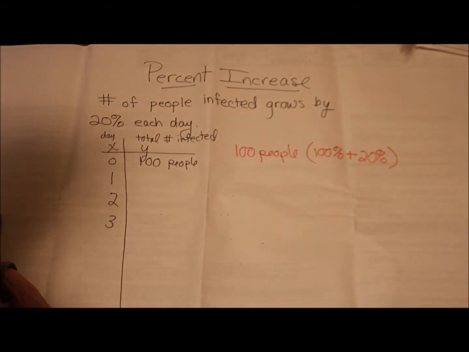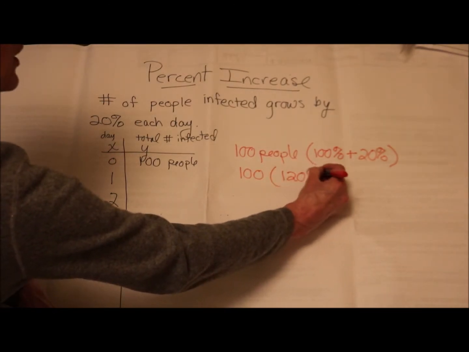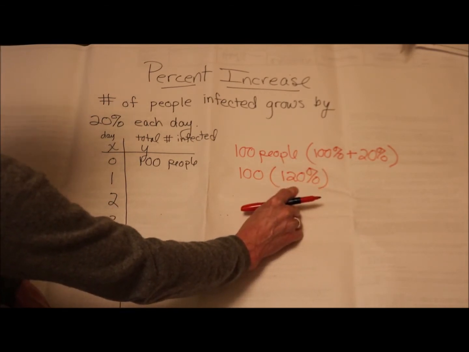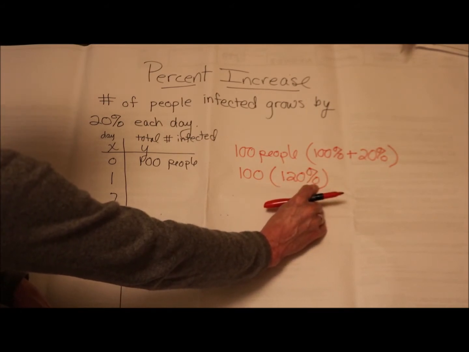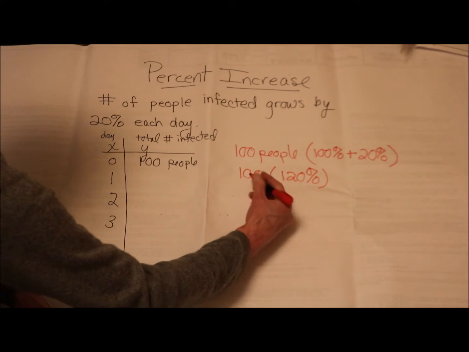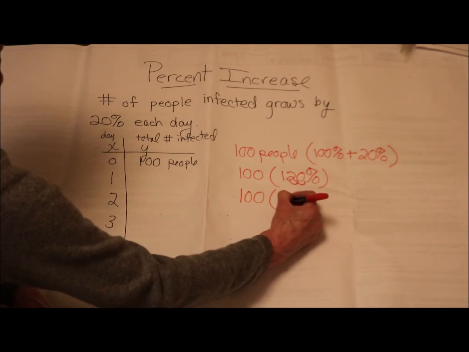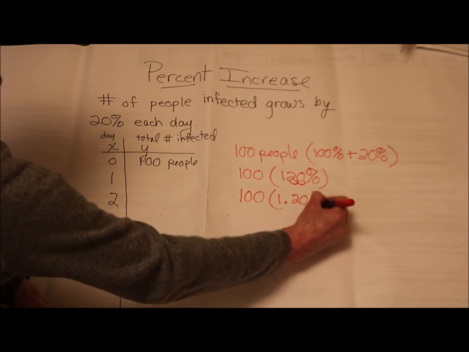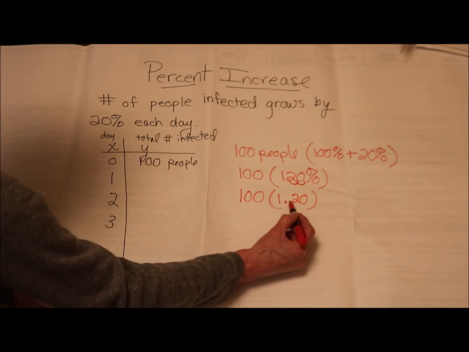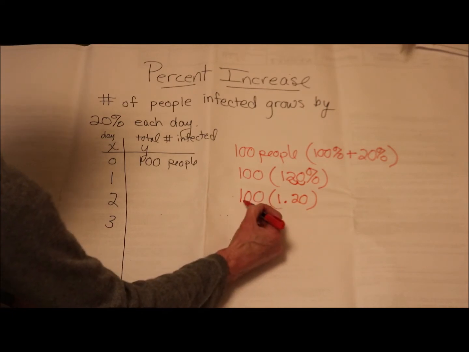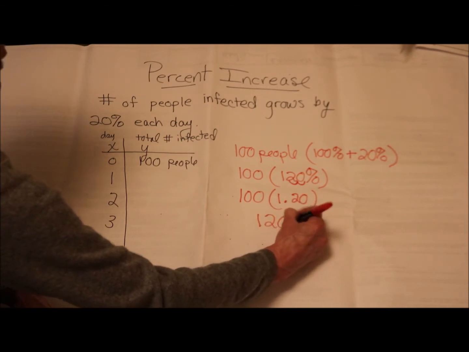Does that make sense? So that's going to be my 100 people times 120%. Remember, percent is a little symbol that means out of 100. So 120 divided by 100, you can do that in your calculator, or the little trick is you move your decimal 2 places. So 120% is 1.20 in decimal land, or of course you could write that 1.2. Well, 100 times 1.20 is going to be 120 people.